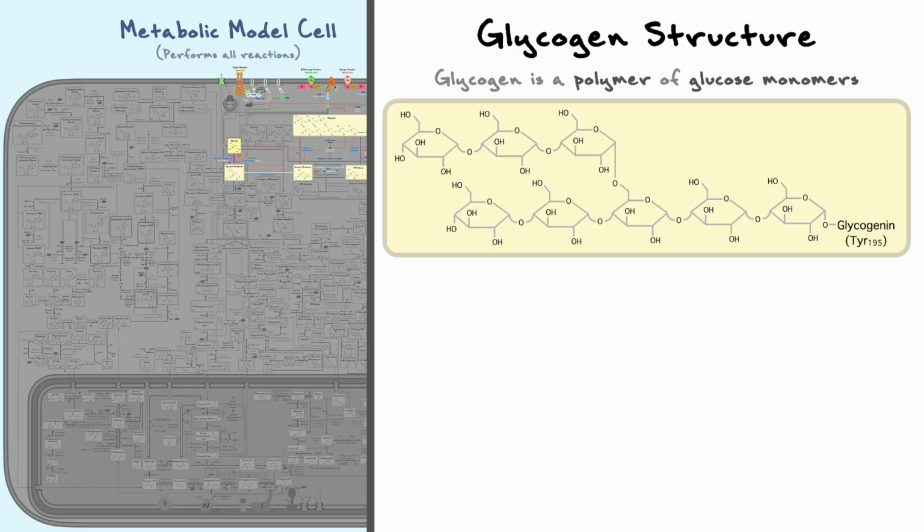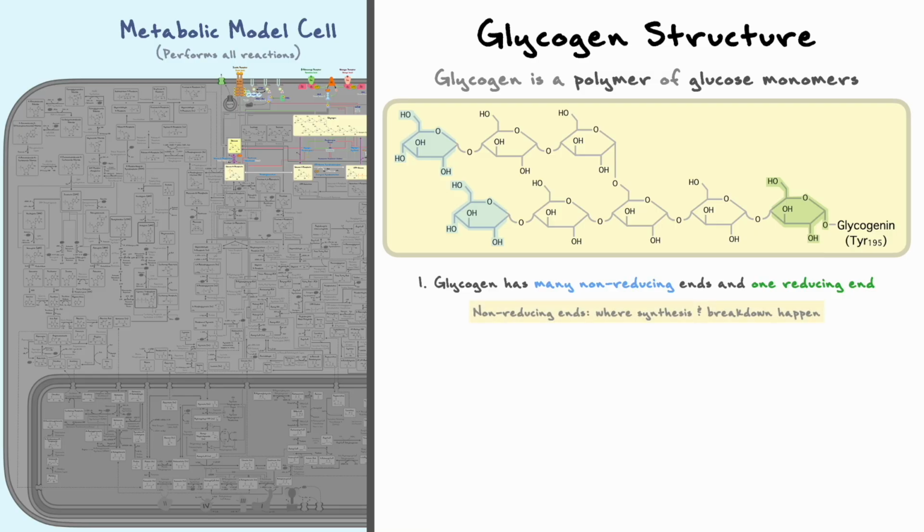Now, because of this branched, chain-like structure of glycogen, it generally has two types of extremities: many non-reducing ends, here shown in blue, and one reducing end, shown in green. The terminology for reducing and non-reducing ends has to do with some organic chemistry concepts that are not too relevant for us. Here, really the most important point to keep in mind with these ends is that all the synthesis and breakdown reactions will occur at the non-reducing ends.